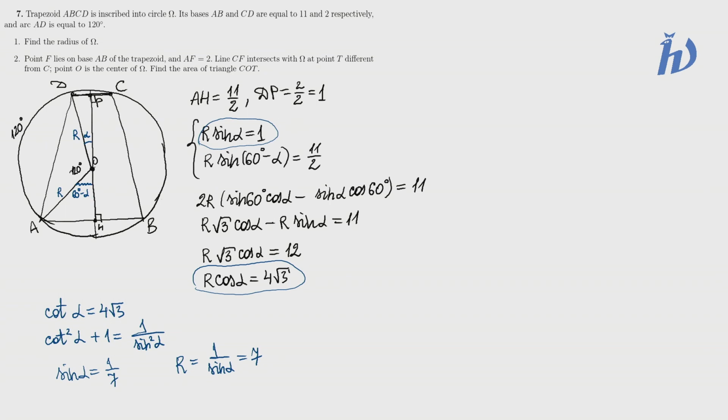We're given some extra information. We have an extra point F that belongs to base AB of our trapezoid, and such that AF is equal to 2. Then we draw a line CF, and it intersects the circle at point T. And we need to find the area of triangle COT.